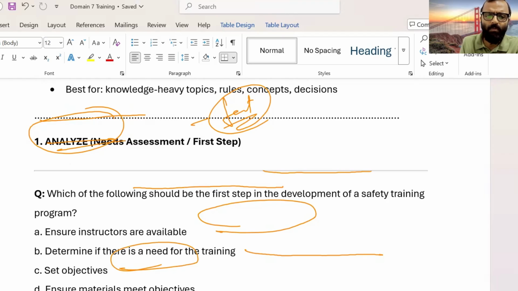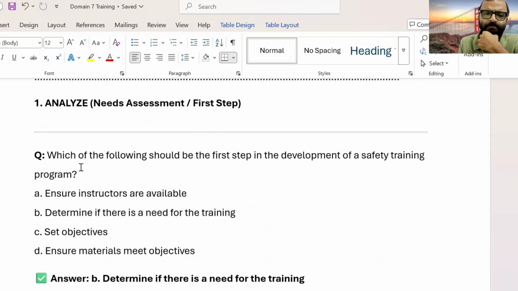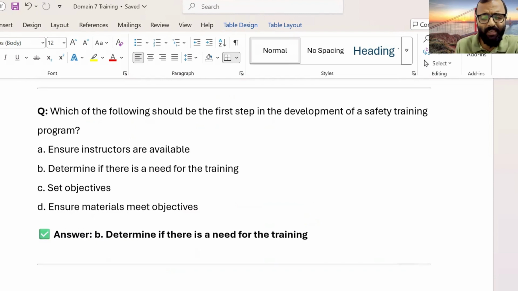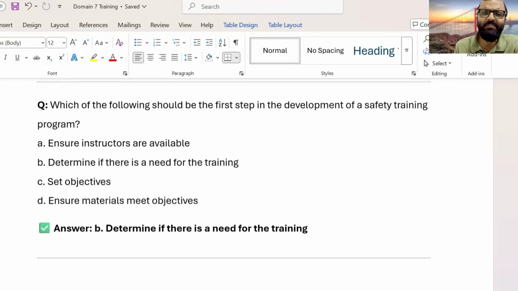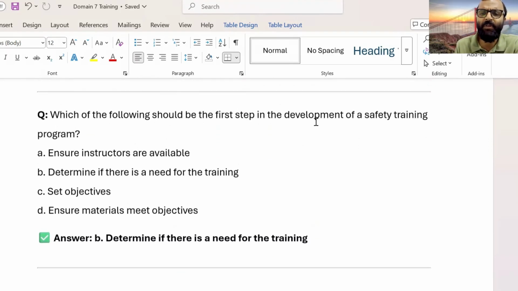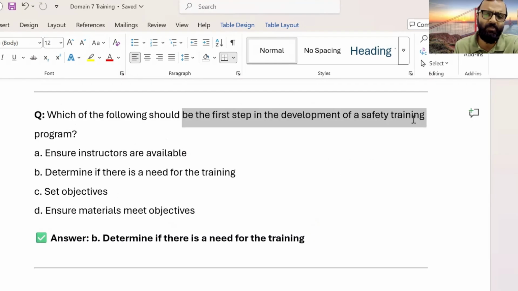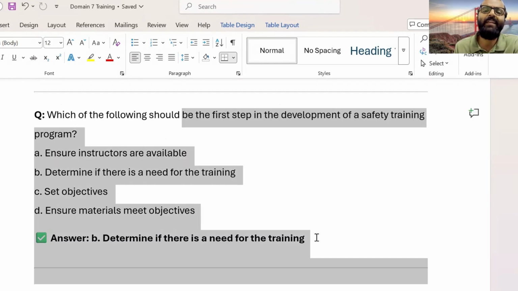They will not ask direct questions. Now, we are discussing the questions. Analyze which of the following should be the first step in developing a safety training program. Last video also we told. Similarly, I am repeating the same question in order to get it into your mind. Simple thing, first step. What is the first step in developing a safety training program? That is need assessment, if the training is needed or not.